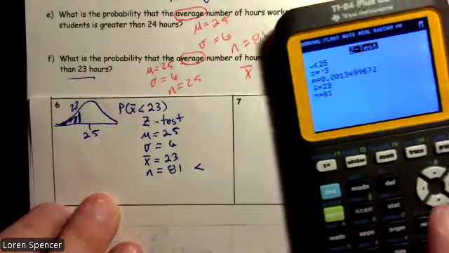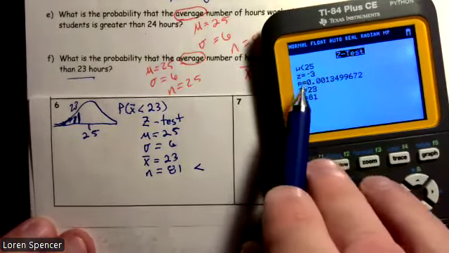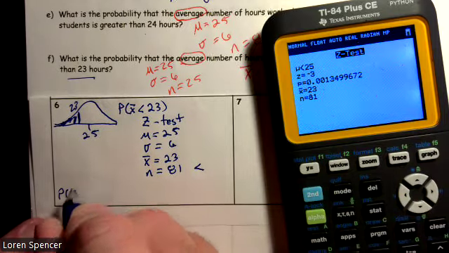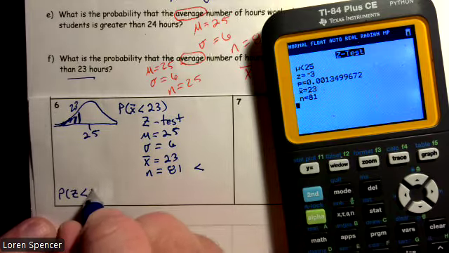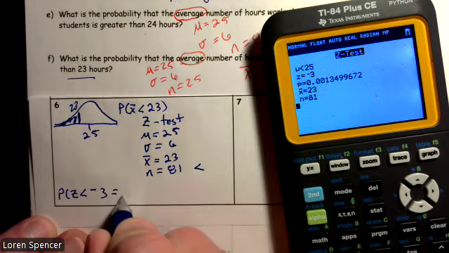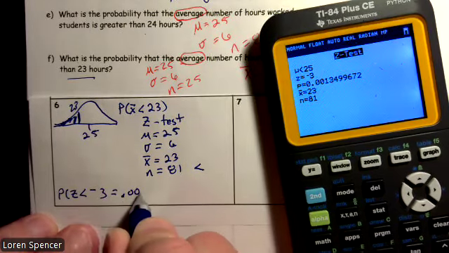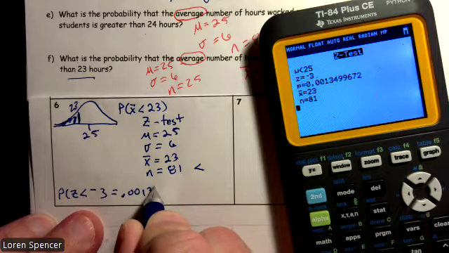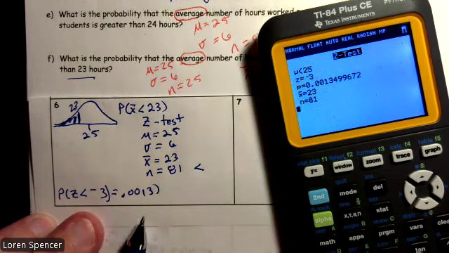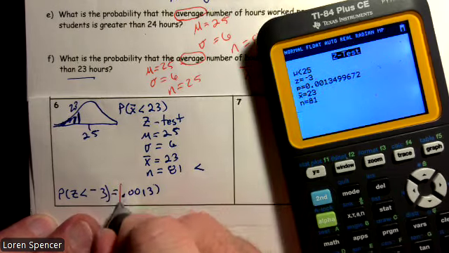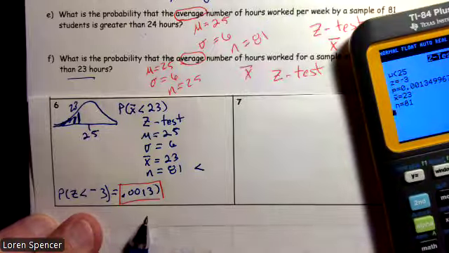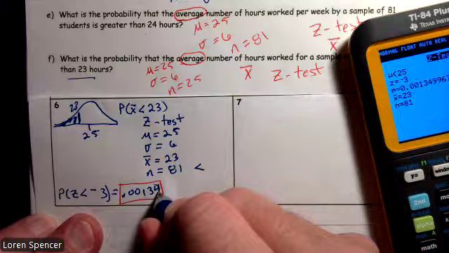So we put our less than and we calculate and we get the probability that Z is less than -3 equals 0.0013. All right, the probability of Z, and this is the part we're really looking for. That part right there, 0.0013. I'm going to change that into a 4, just to get rid of any confusion.